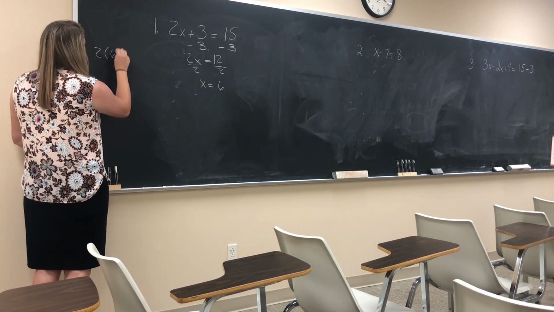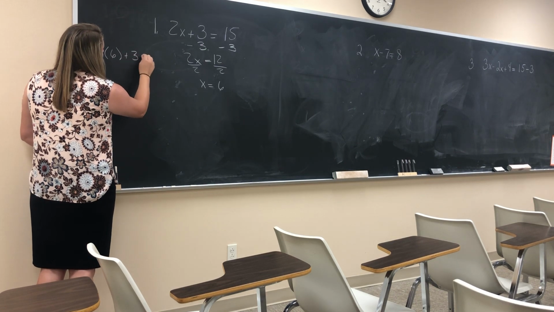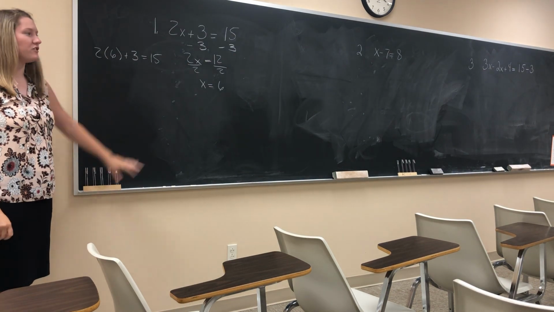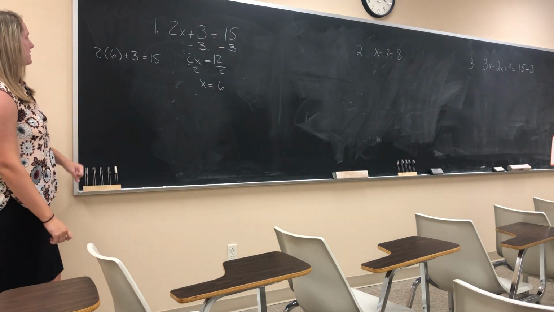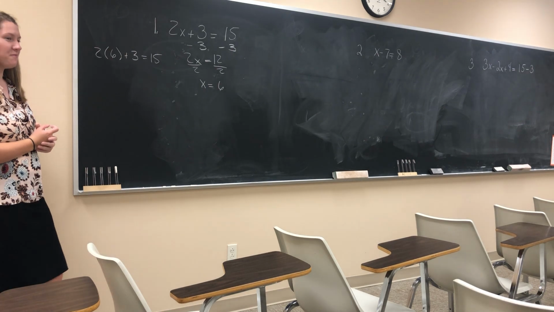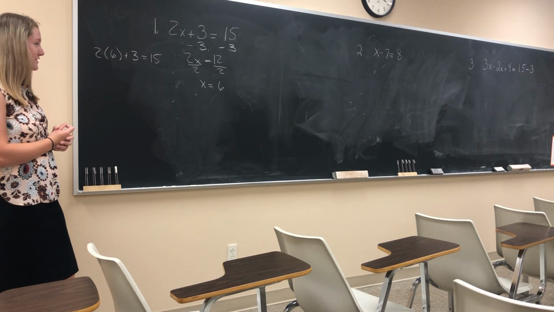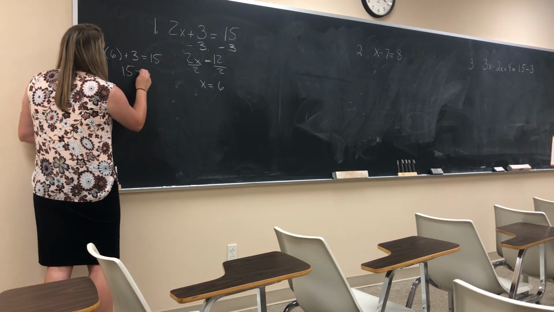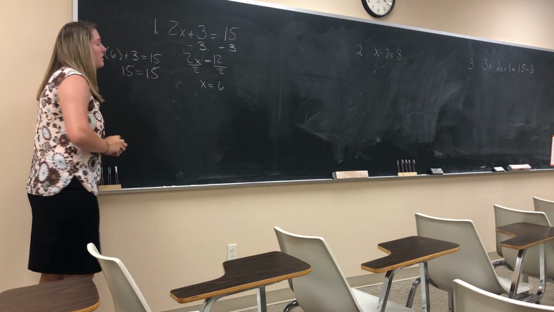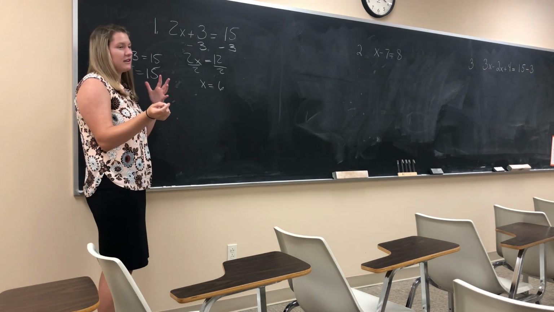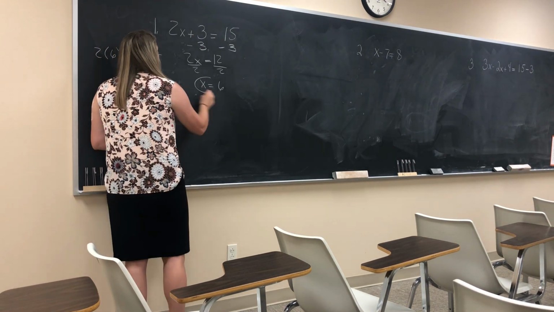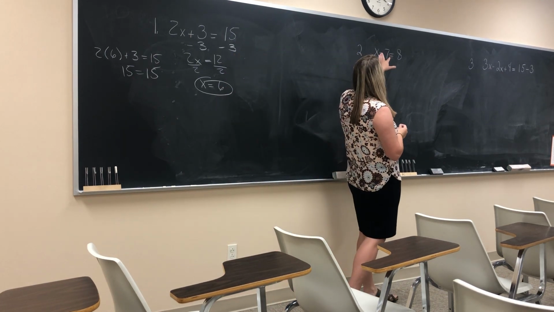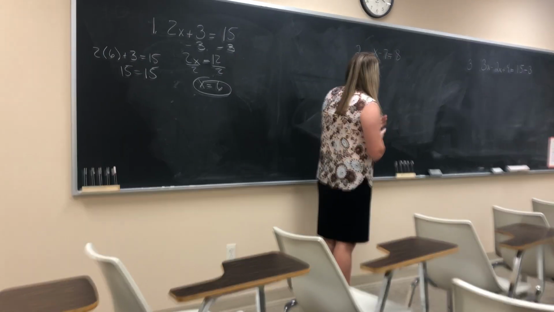So we would have 2 times 6 plus 3 equals 15. Well, this is pretty nice because we can just work straight across and we don't even have to do anything on that side. What is 2 times 6, Kathy? 12 plus 3? 15. Great job. So that gives us 15 equals 15. So y'all agree that 15 is equal to 15? Great job. And we have x equals 6 as our final answer. Go ahead and do number 2 on your paper.